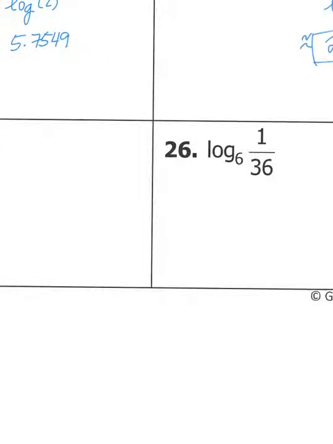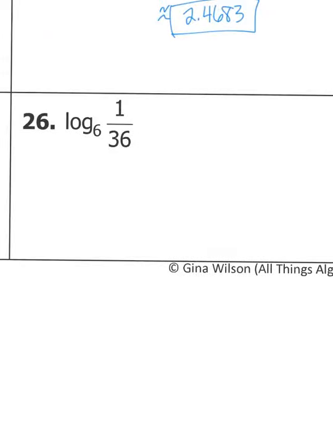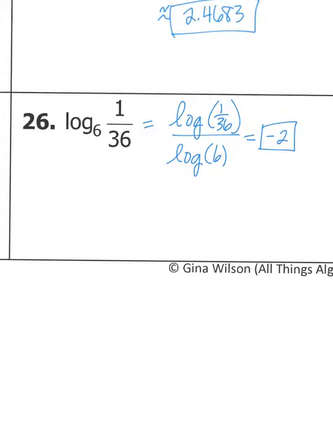And finally, the last one, don't let the fraction freak you out. You just put it in your calculator: log, parentheses, 1 divided by 36, over log, parentheses, 6. And that equals -2. So that one you could have done algebraically.